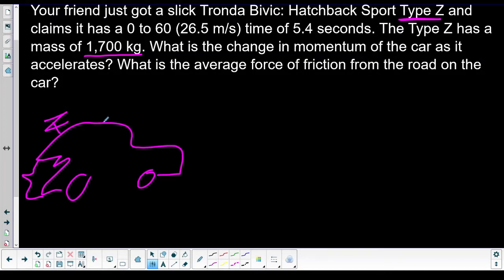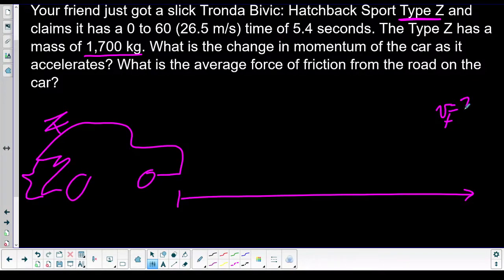Okay, so here's your car. And this thing is going to be cruising. It's going to go from a standstill, going that way. And at the end, our final velocity is going to be 26.5 meters per second, give or take. It's not exact, but we'll hand wave a little. Because we're starting at 0, velocity initial equals 0.